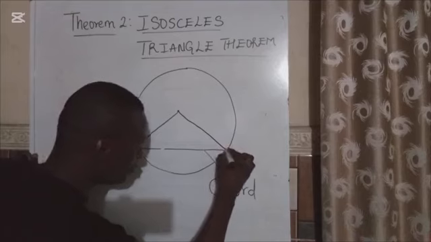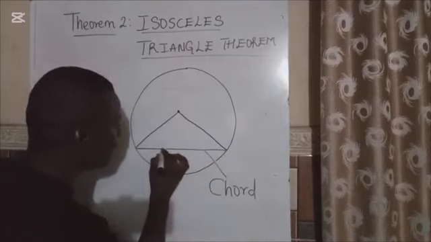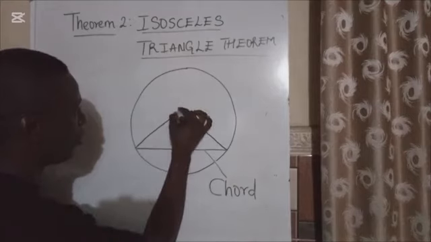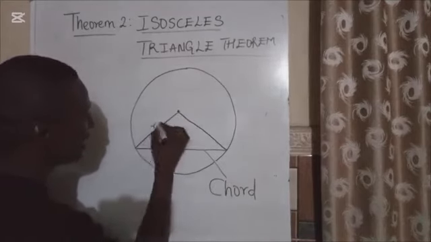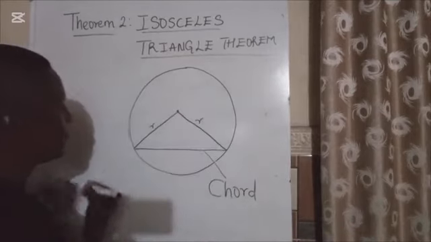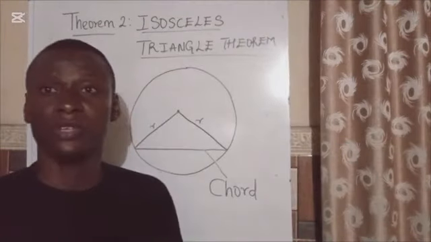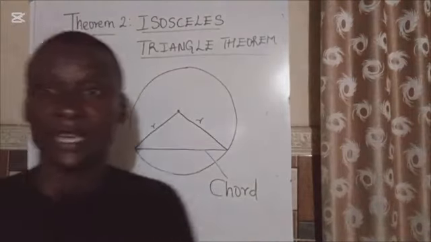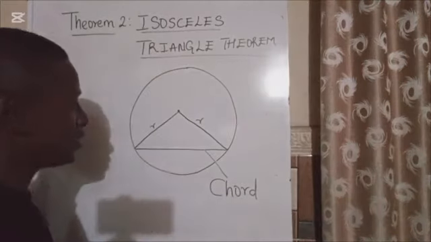When two radii are drawn from where? From the center of a circle to meet both ends of a chord, these lines are called radii. So this is a radius, this is a radius. Now it means that the two sides are equal. Now what is an isosceles triangle? We do know that an isosceles triangle refers to two equal sides with two equal what? Angles. So we have two equal sides and two equal angles.